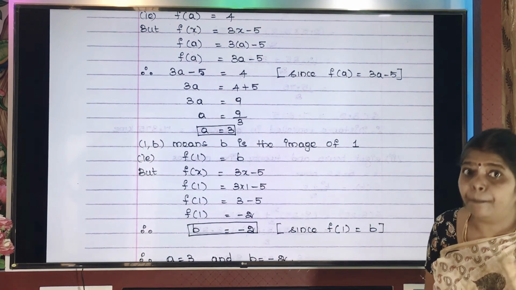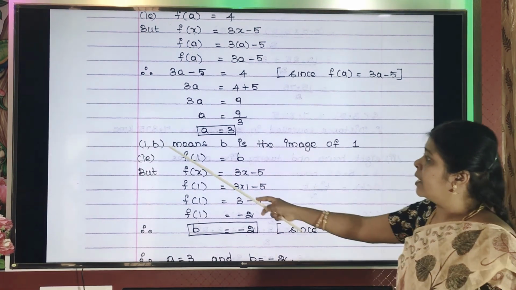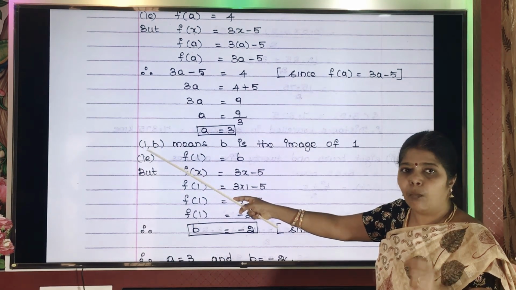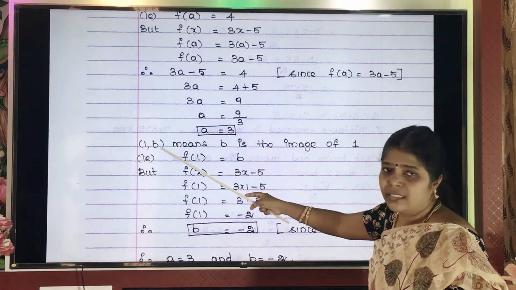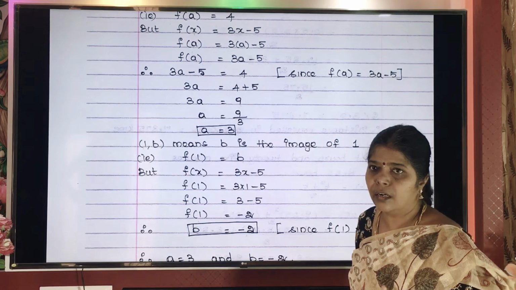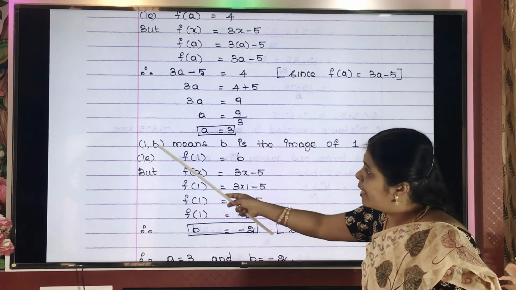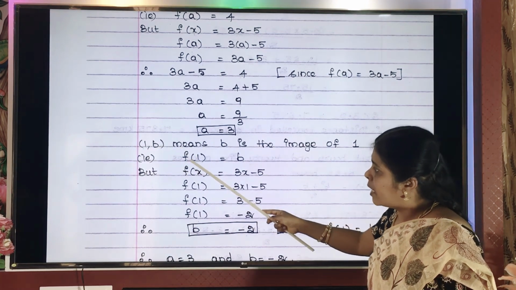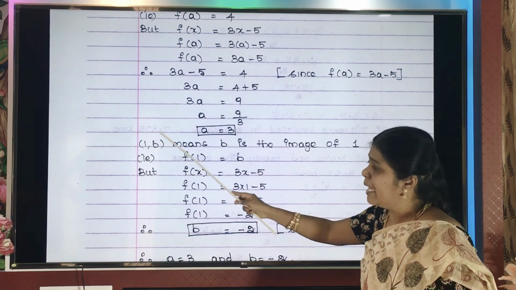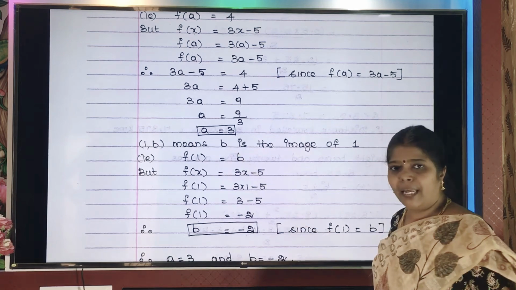In the same manner, with the same procedure, you can find B also. See, you take the second ordered pair (1, B). What is meant by (1, B)? B is the image of 1. Have you all understood? B is the image for 1. So, how do we write? We write this as f of 1 is equal to B. 1 is the input, B is the output. So, how do you write? F of 1 equal to B.